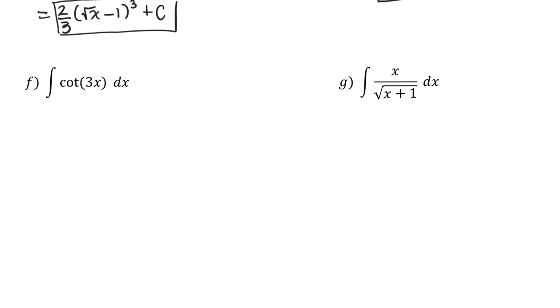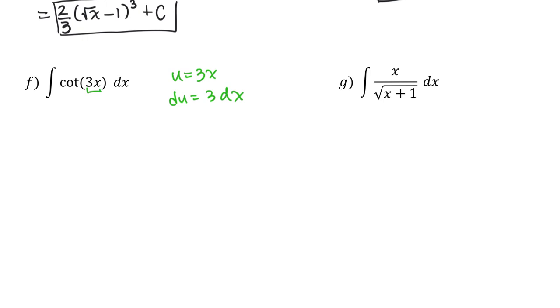Okay, let's look at f. Hopefully you're getting the hang of it. So of course it's going to get harder. Okay, we have cotangent of 3x. So it seems like u is going to be 3x. Okay, so du is 3dx.